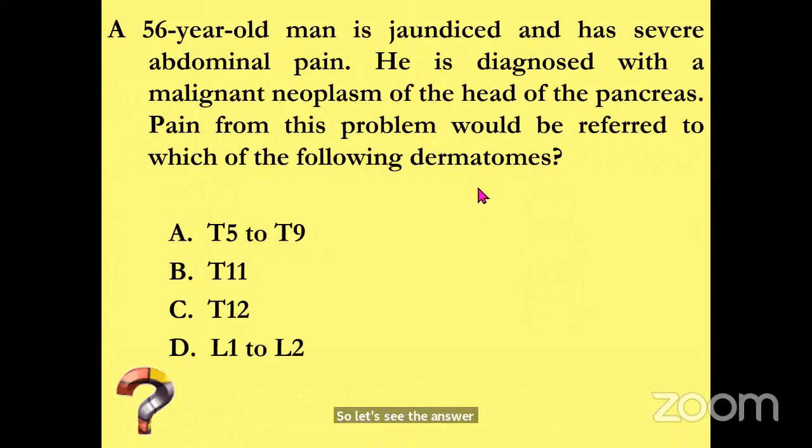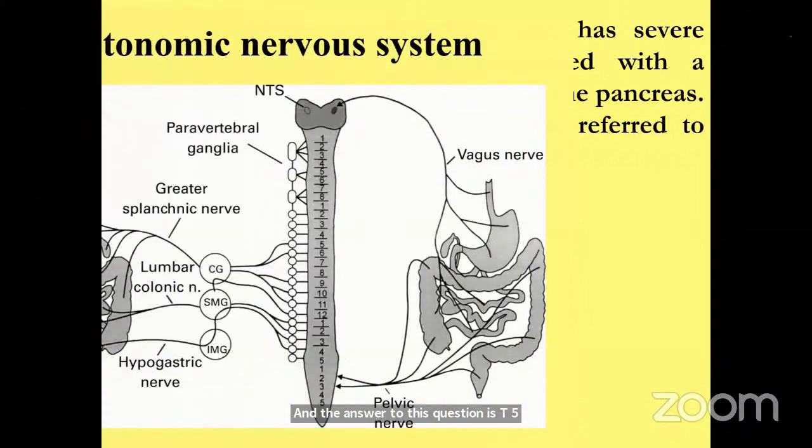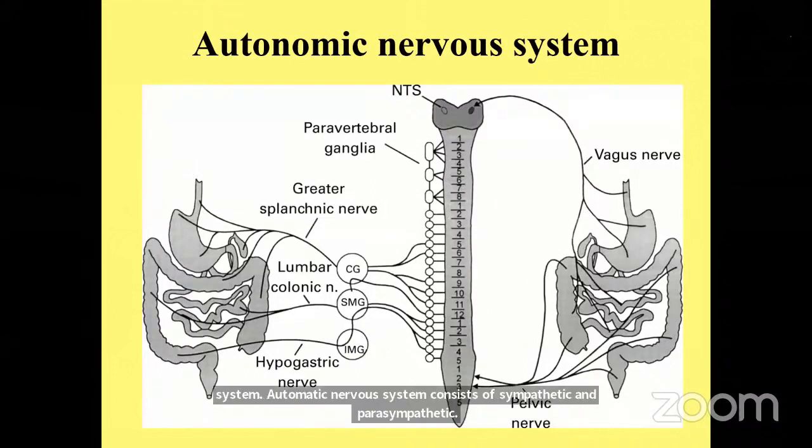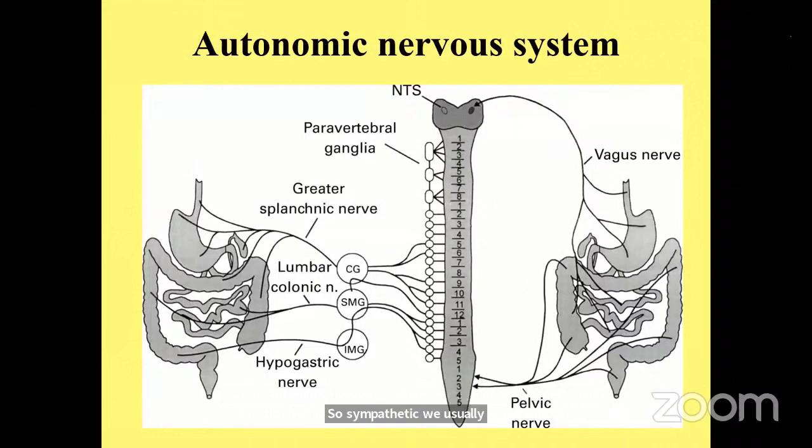The answer to this question is T5 to T9. So, let's see how these dermatomes are distributed. For this, you need to have an idea about the autonomic nervous system. Autonomic nervous system consists of sympathetic and parasympathetic. Sympathetic, we usually say, is thoracolumbar outflow, and parasympathetic is craniosacral outflow. This is the first and foremost thing. If you make this concept clear, it will be easy for you to answer many of the questions asked in the entrance examinations. So sympathetic is thoracolumbar and parasympathetic is craniosacral.